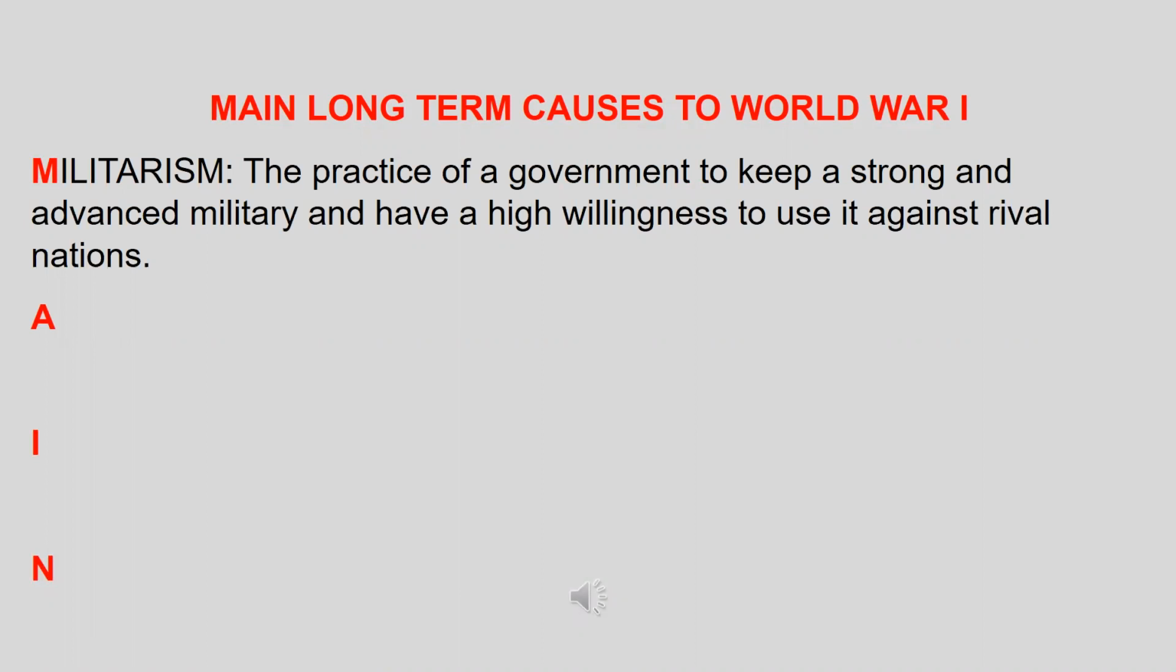The M in MAIN stands for militarism, which was the practice of a government to keep a strong and advanced military, and for that government to have a high willingness to use that advanced military against rival nations. For many governments, military budgets expanded, and their willingness to fund more mechanized weaponry, military vehicles, and naval development increased greatly. This did not just begin with the outbreak of the war in 1914, but was a trend that had preceded the outbreak of the war by several decades.